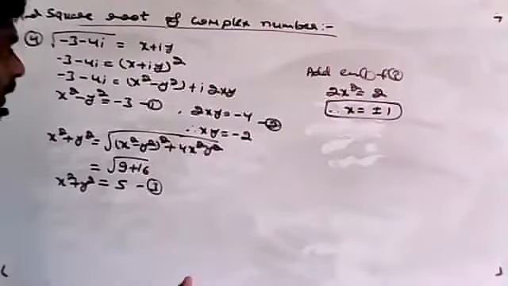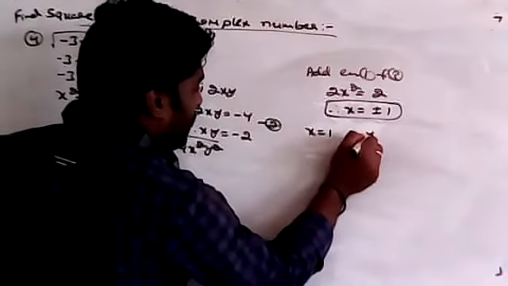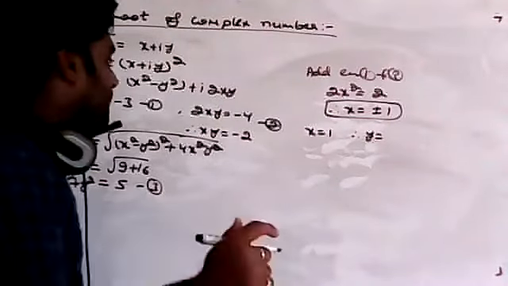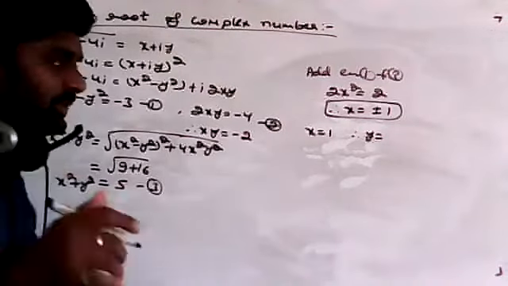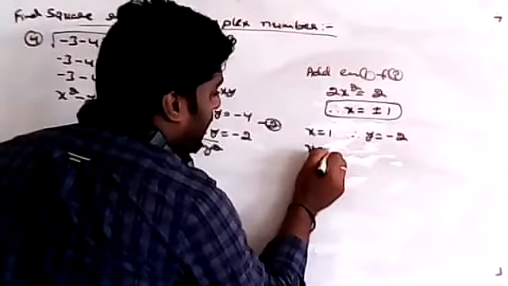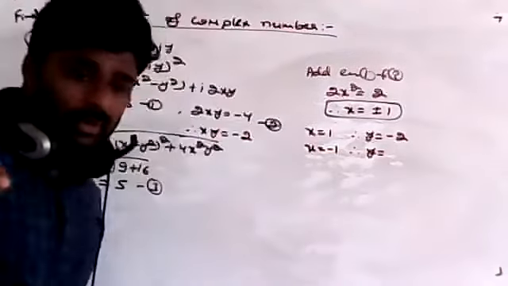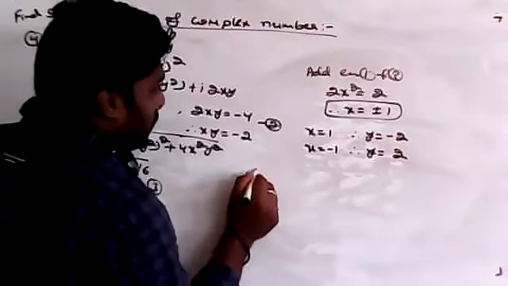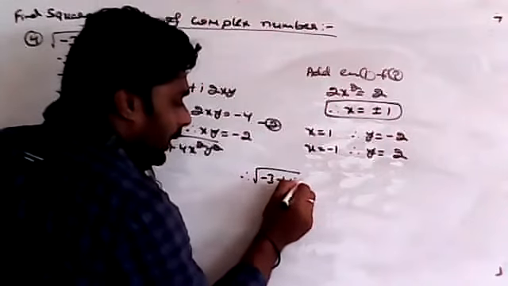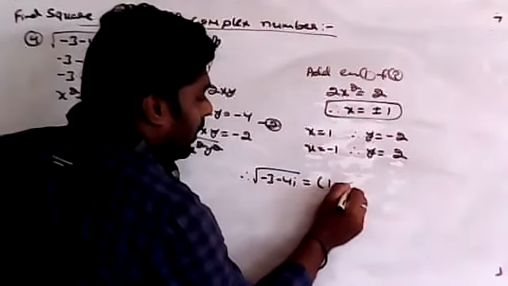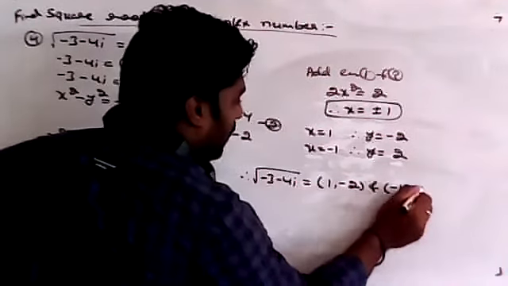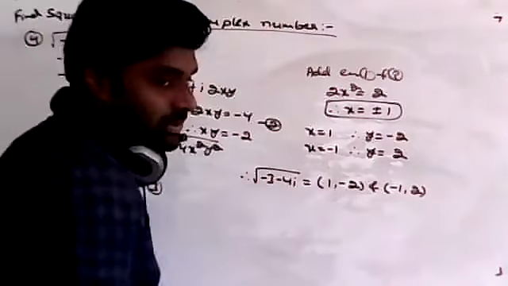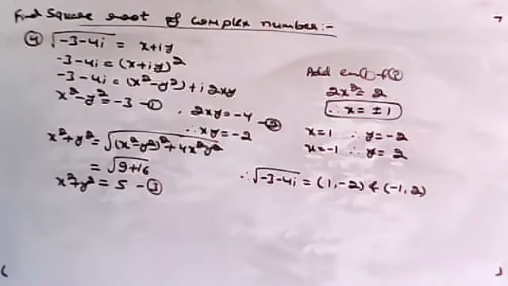Now tell me, when x equals 1, what is the y value? It is minus 2. When x equals minus 1, what is the y value? Yes, good. Therefore, the square root of minus 3 minus 4i is 1 comma minus 2 and minus 1 comma 2. These are the required square roots of this one. Okay. Clear about this one?